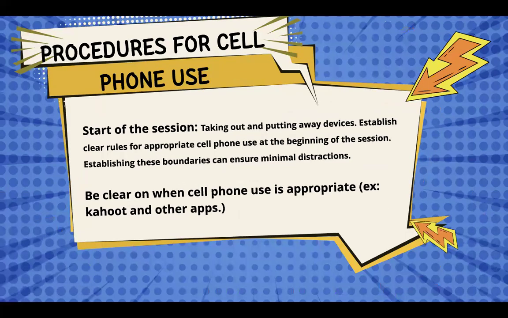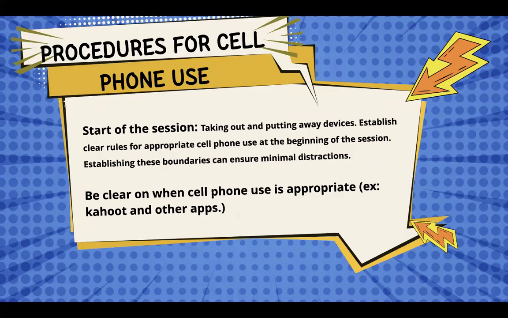Okay. So, procedures for cell phone use. This is kind of important because you don't want your students to be off topic, but also you want to make sure that they are using their cell phones for certain things like Kahoot or any interactive things during the lesson. So for the start of the session, make sure you are doing that taking out and putting away device routine. Maybe if they come in, you don't want their cell phones out, so say, make sure you guys are putting away your devices. We don't need them for this session.